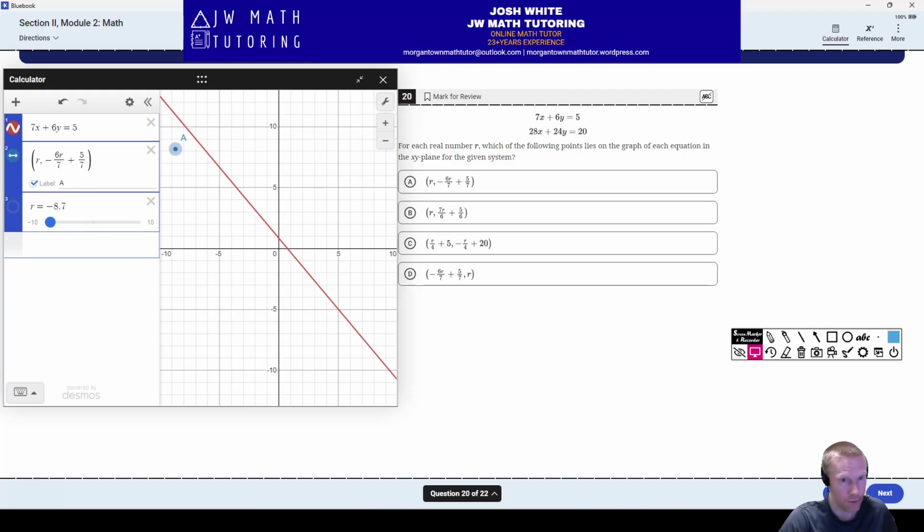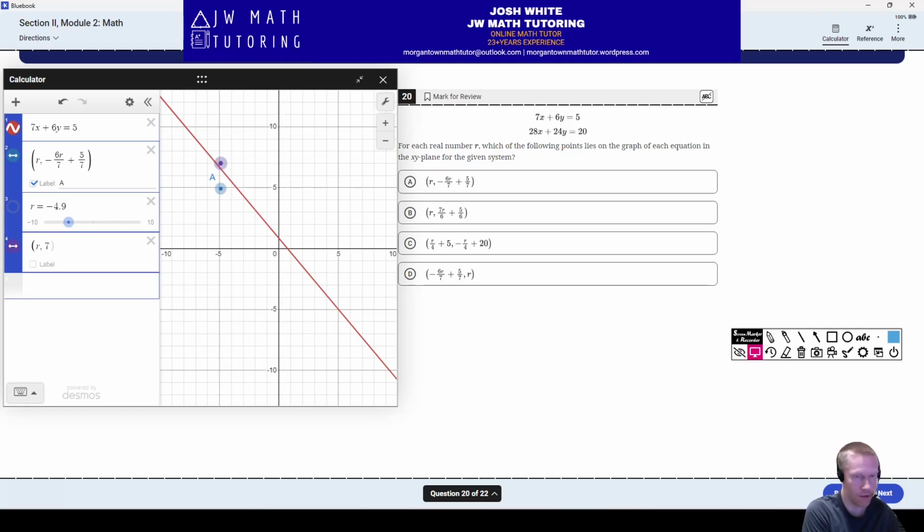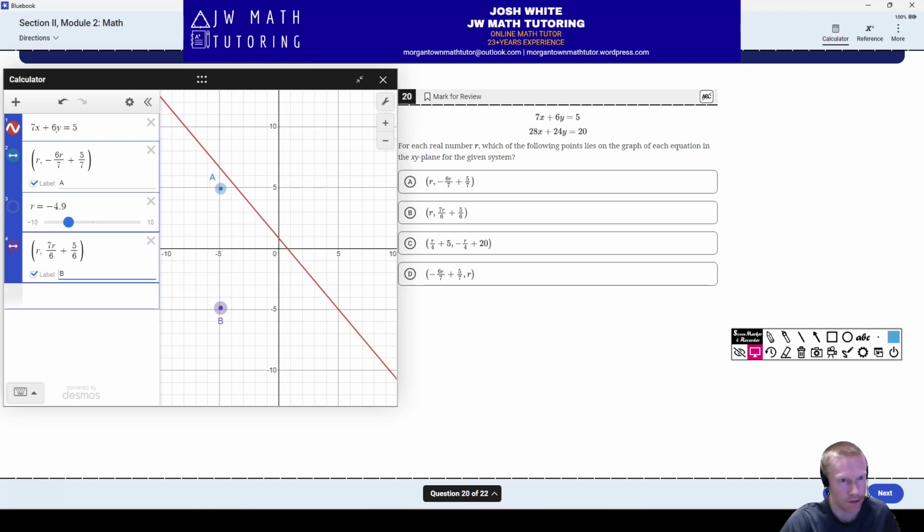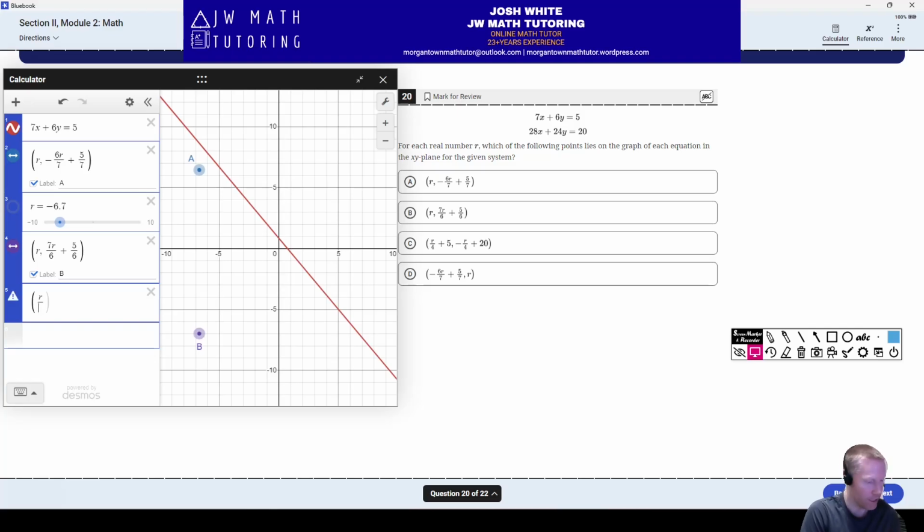So notice when I move the slider, is this one always on the line? No, it is not. Therefore, it will not be the correct answer. This is B. It's not even on the line. Make sure I typed it correctly. It's not even on the line right now. So therefore, B is not the right answer.